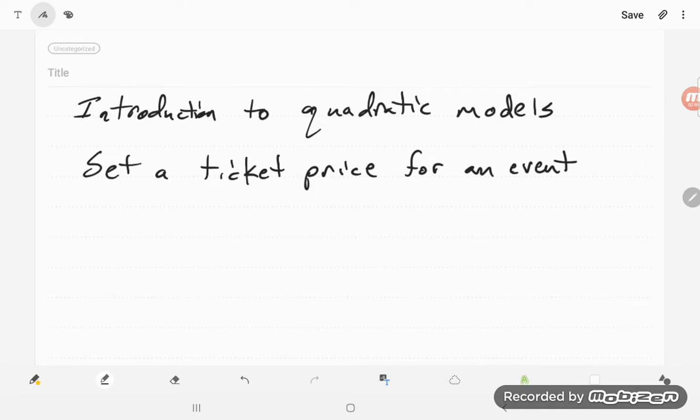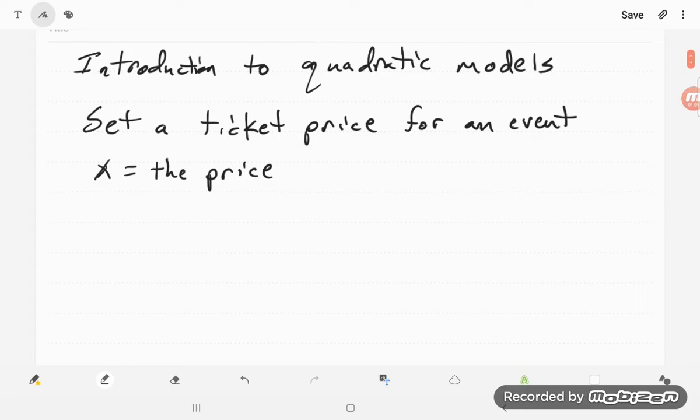And we'll call that, in our case, we'll call it X, just because it'll be easier in Desmos to use an X. And so X is the price. Now, in this venue, suppose my venue holds 100 people.